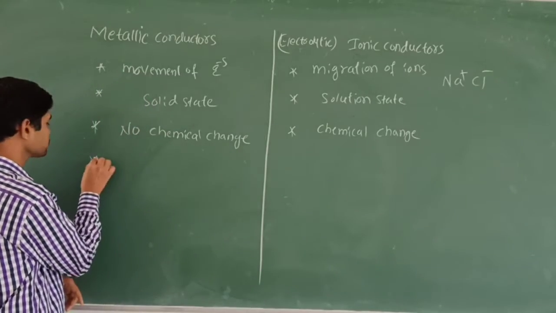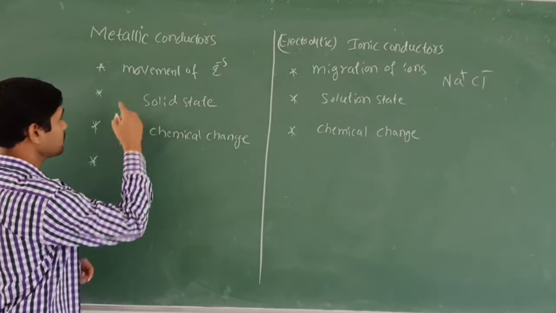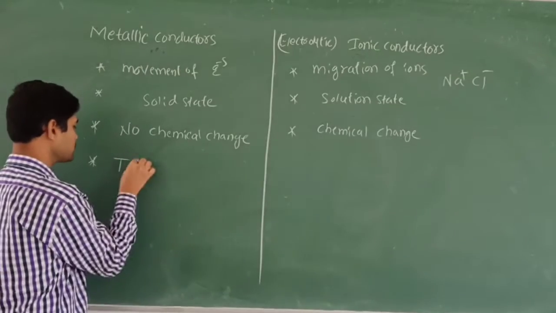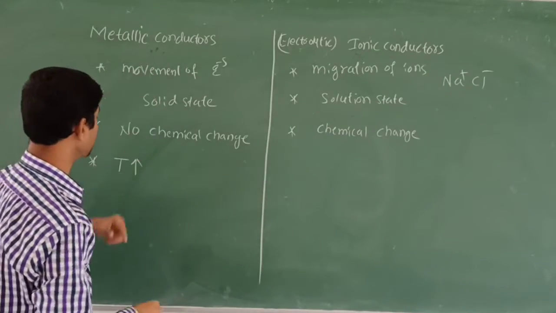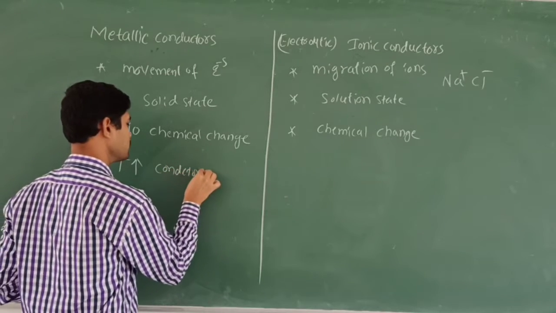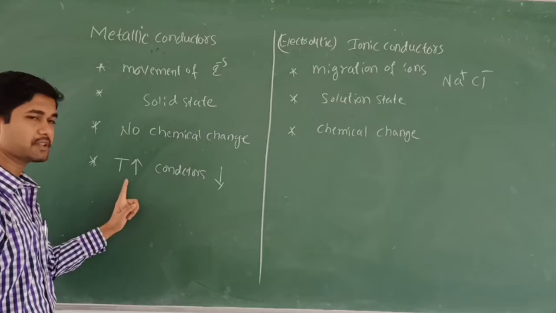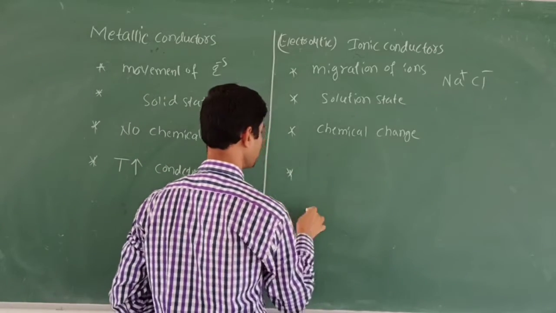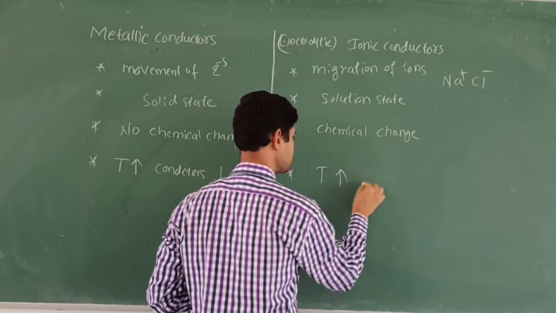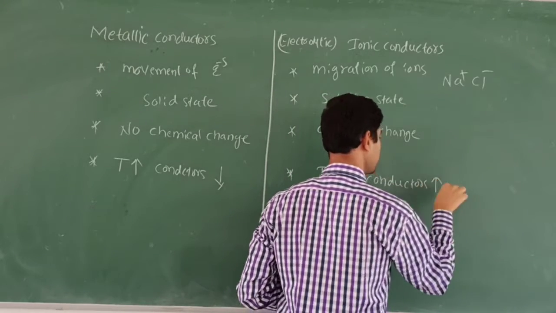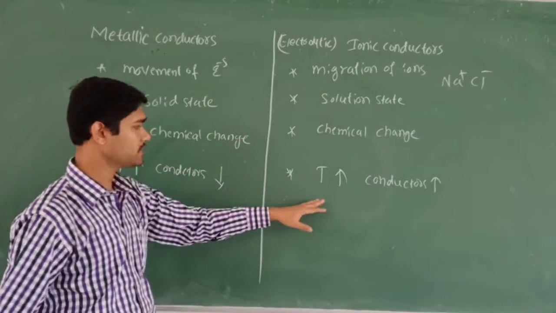And the last one: the conductance is inversely proportional to temperature in metallic conductors, because when the temperature increases, the conductance of metallic conductors decreases. As the temperature increases, conductance decreases. But in ionic conductors, what happens? When the temperature increases, the conductance also increases. Why? Because here what happens?